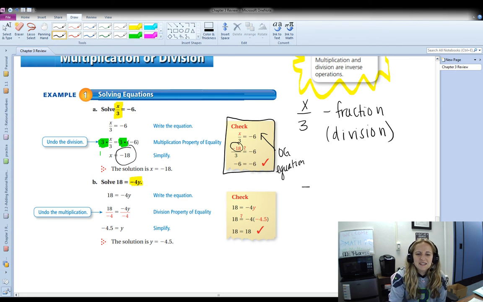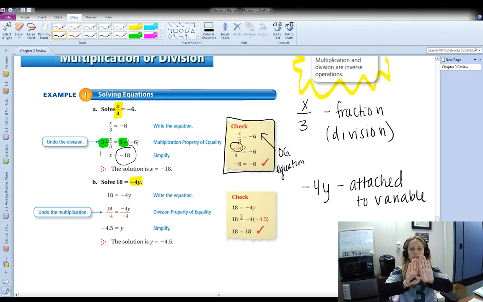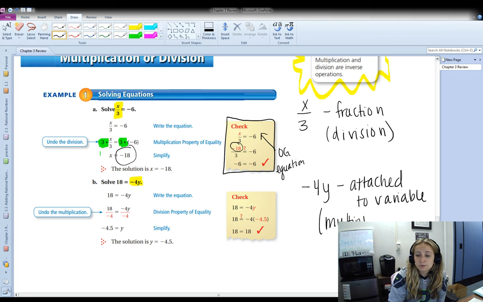So if there is a number that is attached to the variable, okay? Attached to the variable, it's connected to the front of the variable. What attaches the number and the variable together? What operation attaches them? Hopefully you are thinking multiplication, okay? And since multiplication is what is attaching it, in order to undo it, we need to do division. So if you look here, we are going to divide both sides by 4.